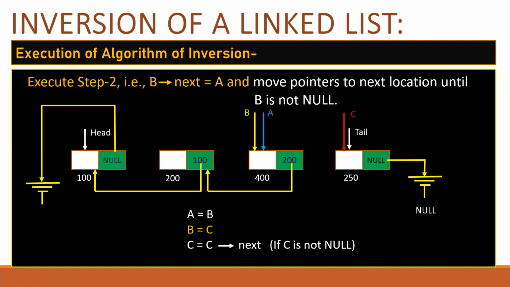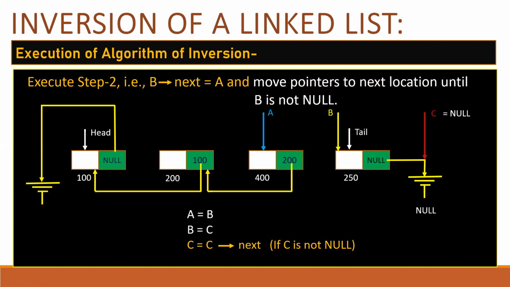A is equal to B means A jumps to the location where B points. B equal to C means B again jumps to the location where C points. And C is equal to C arrow next means C moves to the next location. Since the next location is null, the C pointer now becomes null. Means in further iterations, we cannot move the C pointer because it is already null.